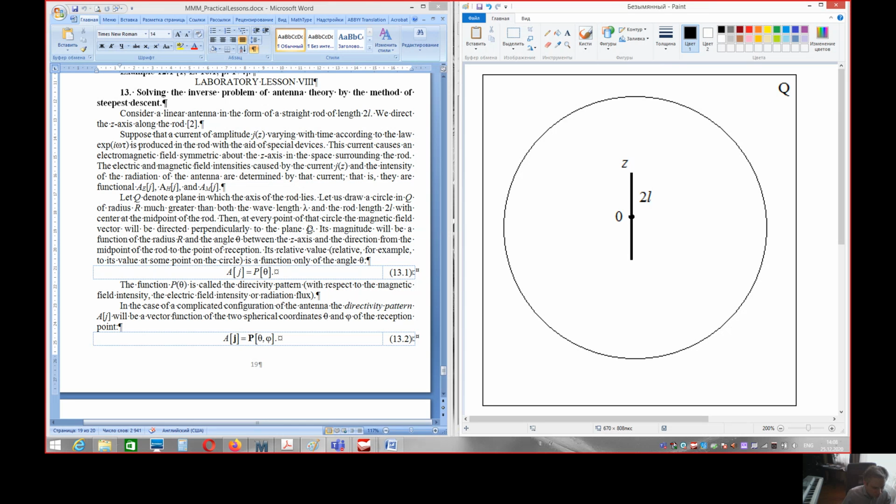Then, at every point of that circle, the magnetic field vector will be directed perpendicularly to the plane Q. Its magnitude will be a function of the radius r and the angle theta between the z-axis and the direction from the midpoint of the rod to the point of reception. Let's create here the reception point.